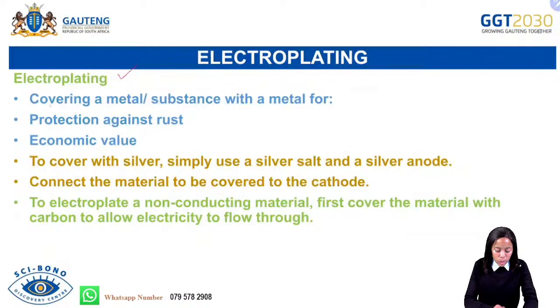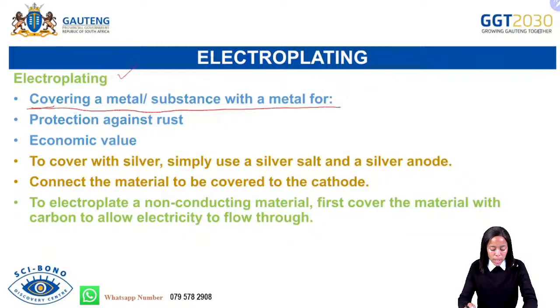Okay, so next we have electroplating. It says here, electroplating is covering a metal or a substance with another metal, and that is for protection against rust. And again, we are covering for economic value.